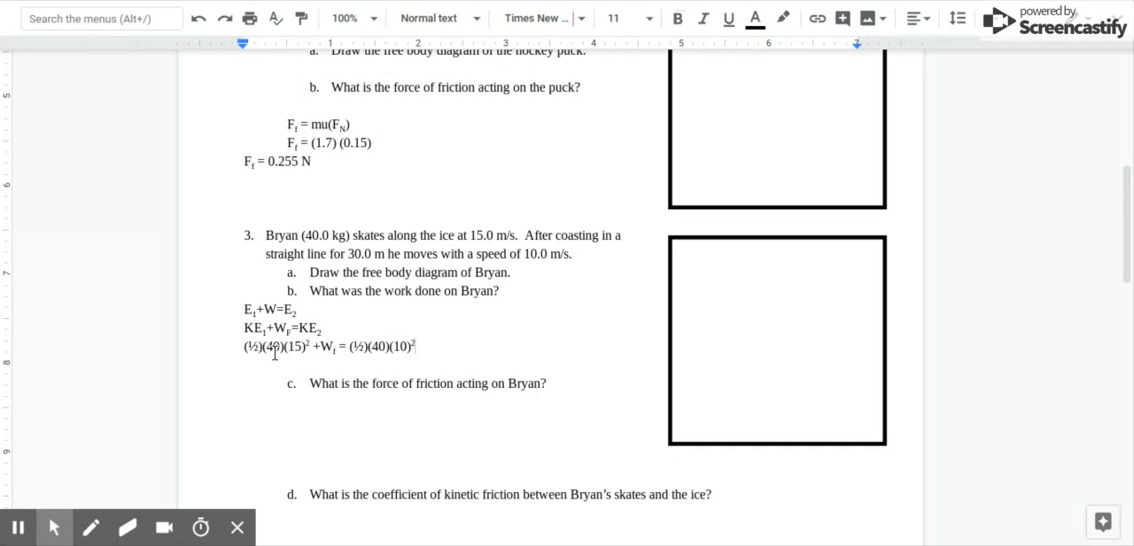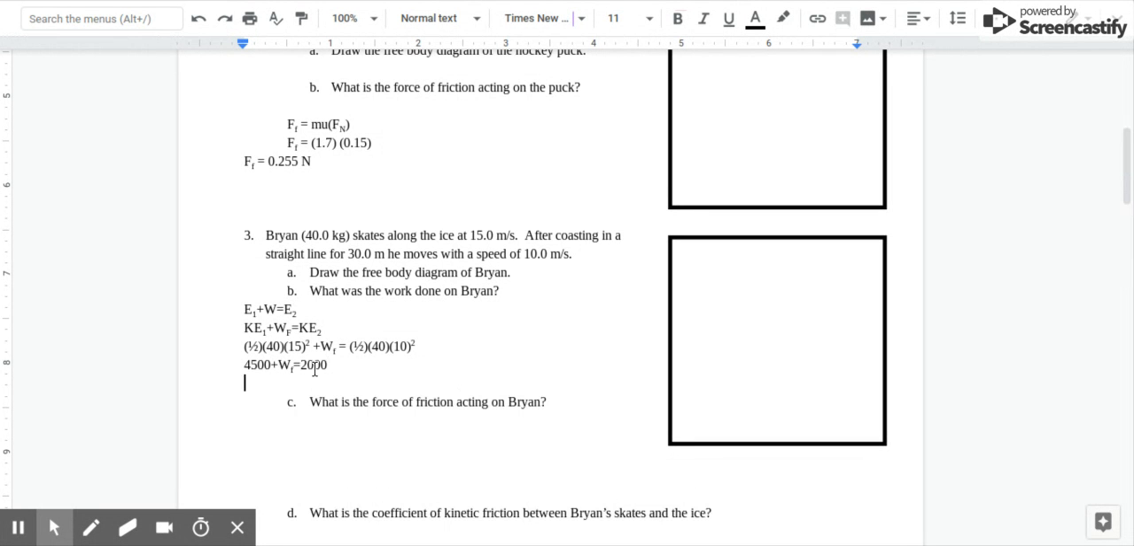And so we're just going to do the math. We've got over here, this is 20 and 15 squared is 225. So 20 times 225 is 4,500, plus W friction is going to be equal to half of 40 is 20, 10 squared is 100, so 20 times 100 is 2,000, which means that the work of friction is 2,000 minus 4,500, or negative 2,500 joules. Not 2,500, negative.